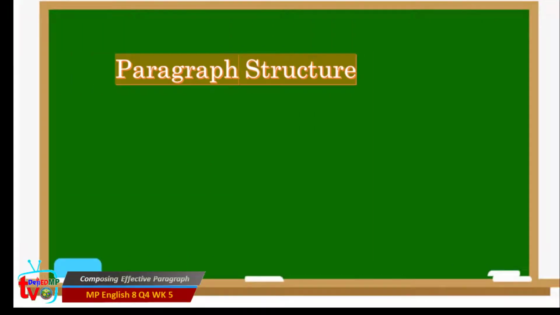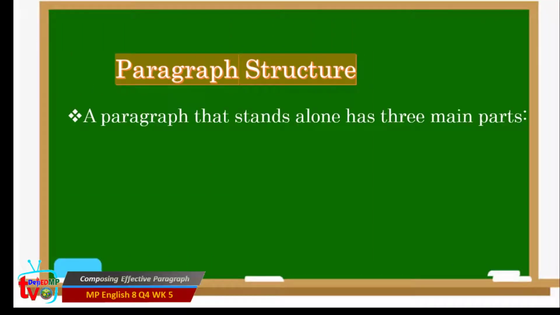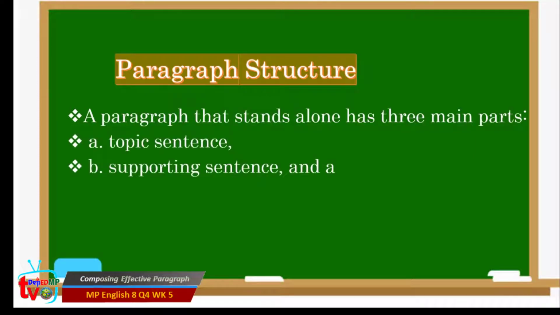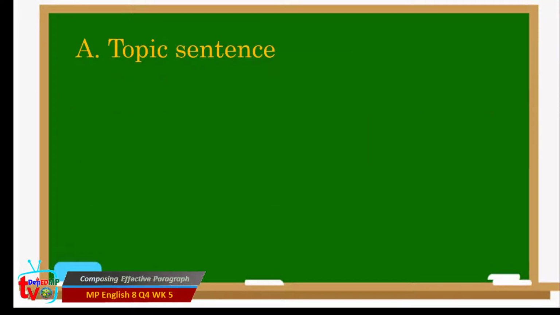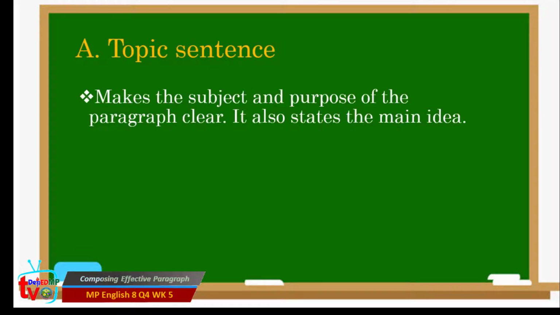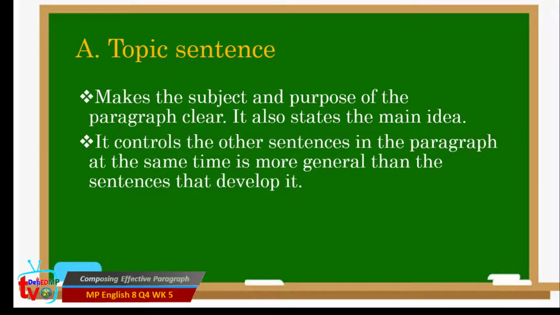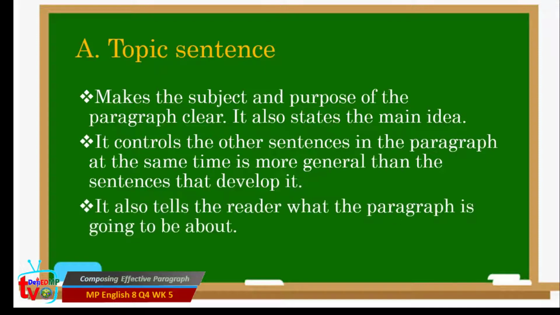Paragraph structure. A paragraph that stands alone has 3 main parts. A, topic sentence. B, supporting sentence. And C, concluding sentence. A topic sentence makes the subject and purpose of the paragraph clear. It also states the main idea. It controls the other sentences in the paragraph, and at the same time is more general than the sentences that develop it. It also tells the reader what the paragraph is going to be about.